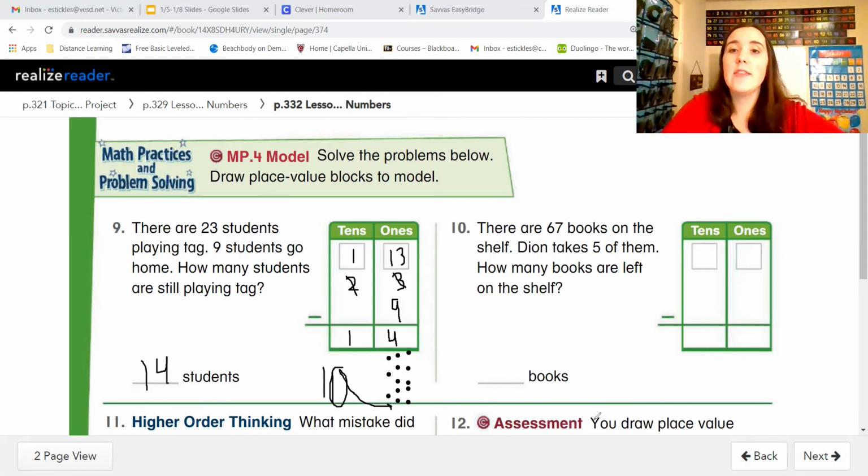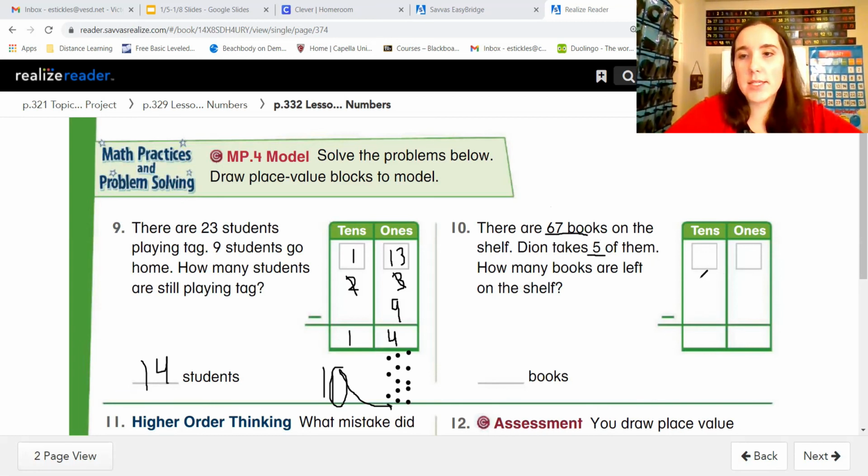I'm going to read number 10 and then you're going to solve it all by yourself. There are 67 books on the shelf. Dion takes 5 of them. How many books are left on the shelf? So the problem that you're going to solve includes these 2 numbers and it's a subtraction problem. Go ahead and use your place value blocks and your subtraction frame over here and solve it and then come back to me when you're all done.